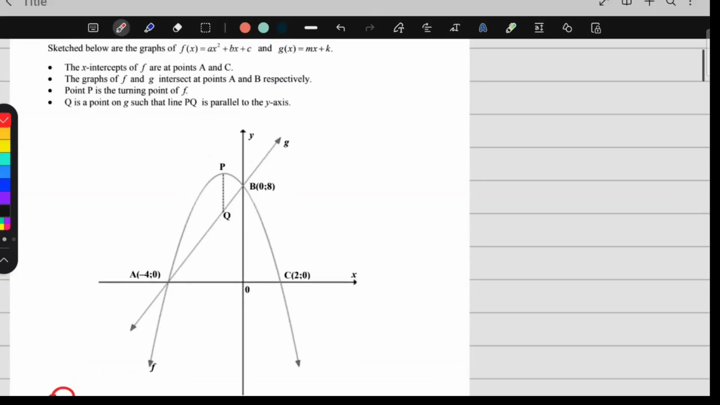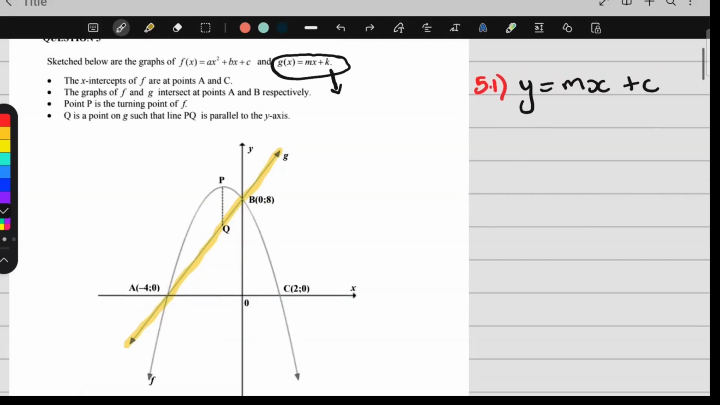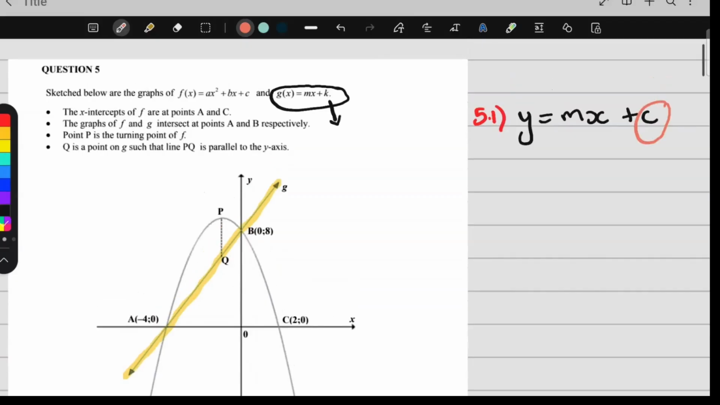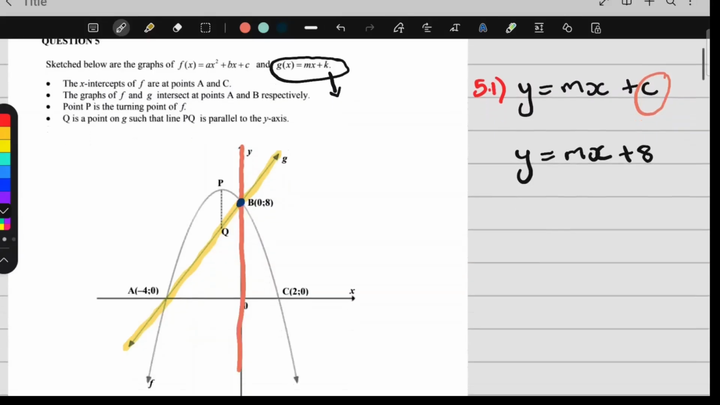So remember we said g is the straight line. So this is g over here. So 5.1, we are going to write the standard form of a straight line. y is equal to mx plus c is the equation of a straight line. Now they gave us g of x. Instead of a c, they have a k. Okay, so let's go. This c refers to the y-intercept of the straight line. So wherever the straight line cuts the y-axis, that is 8 over there. So that means we have our c. So y is equal to mx plus 8 because that's a positive 8.